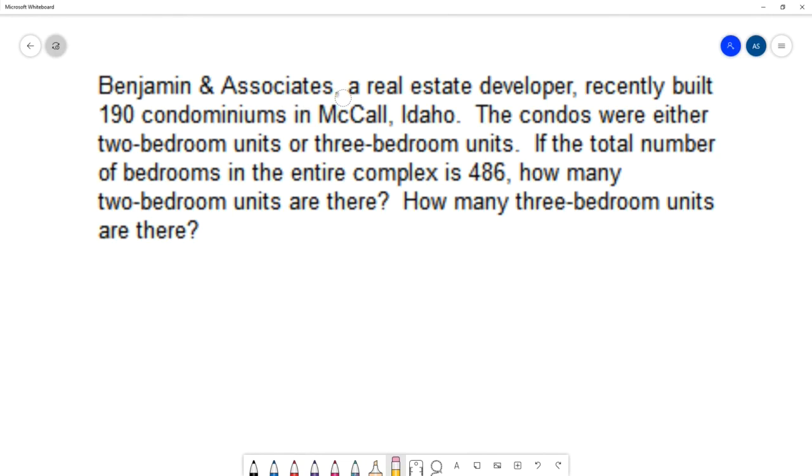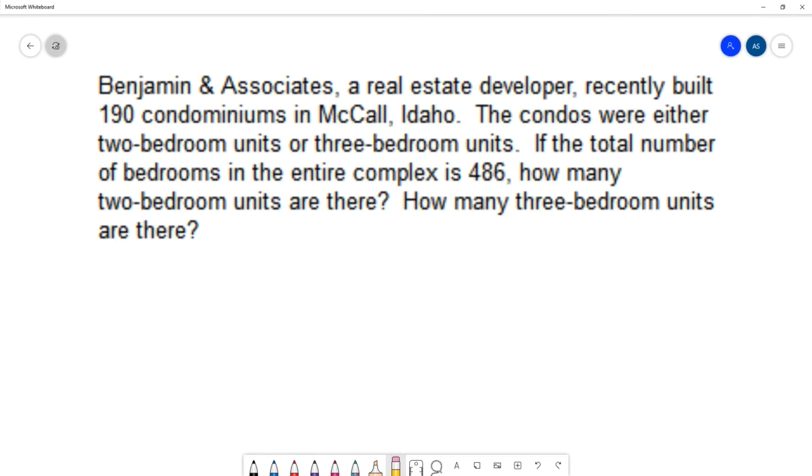Benjamin and Associates, a real estate developer, recently built 190 condominiums in McCall, Idaho. The condos were either 2-bedroom units or 3-bedroom units. If the total number of bedrooms in the entire complex is 486, how many 2-bedroom units are there and how many 3-bedroom units are there?